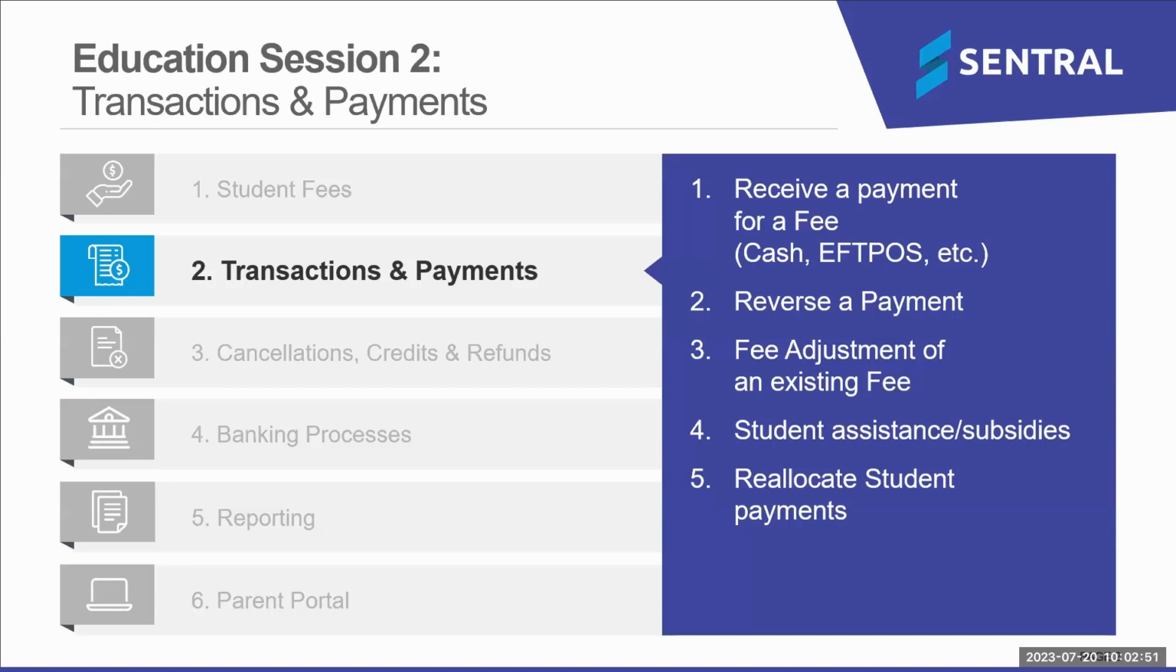It's along the lines of reallocating a student payment. There are situations where the payment's been allocated to the incorrect student or the incorrect amount. And obviously, we are going to look at how we are going to be able to reverse the payment and adjust that. We are then going to look at fee adjustment of an existing fee.